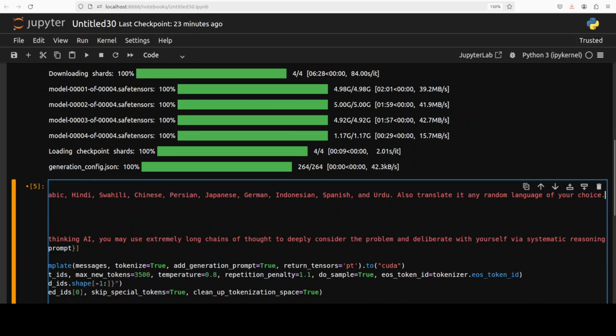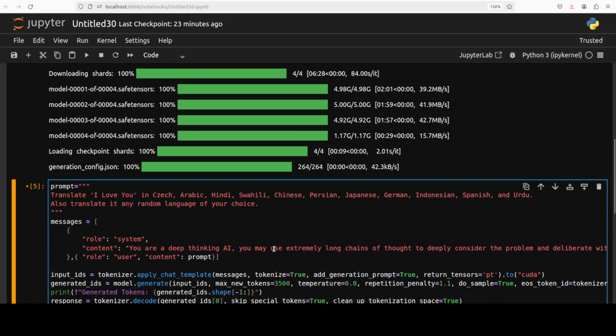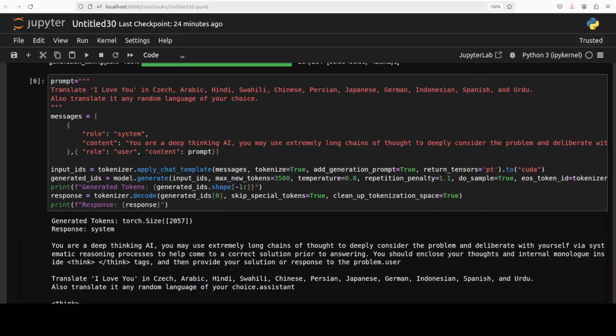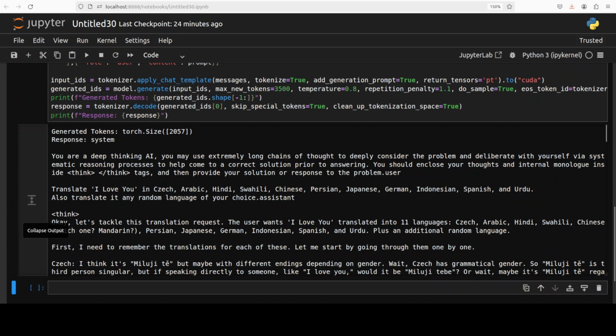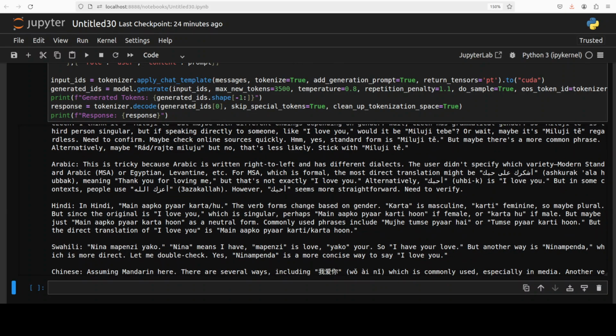Okay, finally, let's try out the multilinguality. So I am asking it to translate this sentence into these languages like Czech, Arabic, Hindi, Swahili, and then a few others. And also I'm asking it to translate it into any random language of the model's own choice. Let's see how it goes. Okay, there you go. So let's check it out again. Thinking is going on. I'm actually particularly enjoying its thinking train. It's very nice. So it is just checking all the languages.